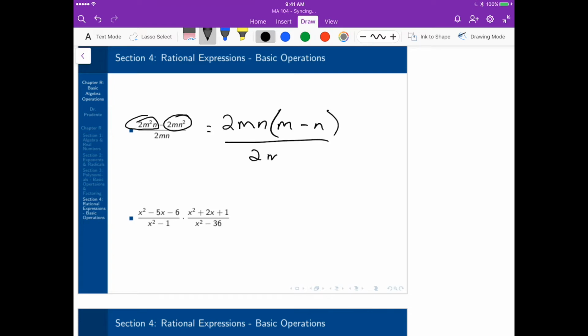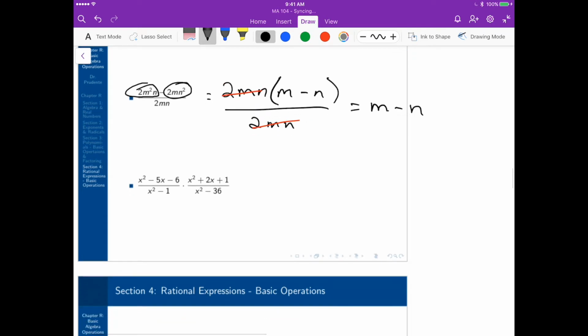And I can't touch the bottom, right? That's about as simple as I can get it. But I notice here that I can just cancel out, and my final answer is just m minus n.